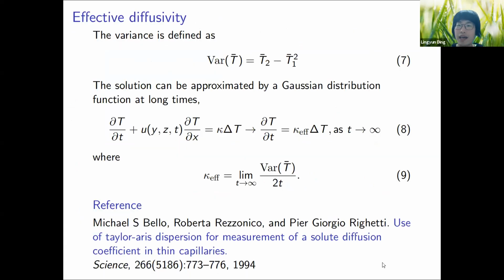One idea proposed by this Science paper is that we can use the effective diffusivity to measure the molecular diffusivity, because the effective diffusivity is a function of kappa. When there's flow in the pipe, we can measure the effective diffusivity in probably just 5 or 2 minutes. Then we can use the relation to calculate the molecular diffusivity. That is a very fast and efficient method.